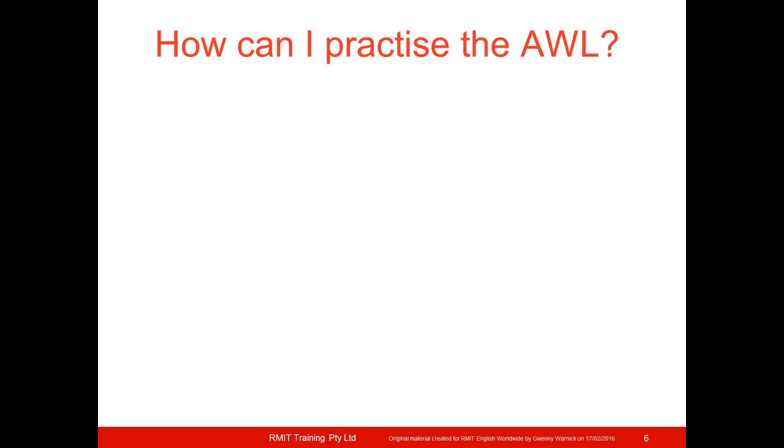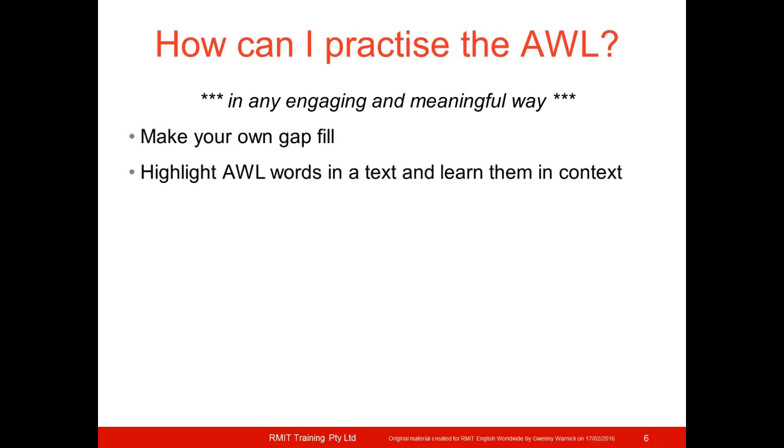There are several ways you can practice the academic word list. We'll go into some of these in more detail in separate videos in the future. The most important thing to remember is that whatever you do must be engaging and meaningful to you. This means that you're motivated and focused on what you're doing. You can make your own gap fill or highlight the academic word list words from a text, which means you can then learn them in context.